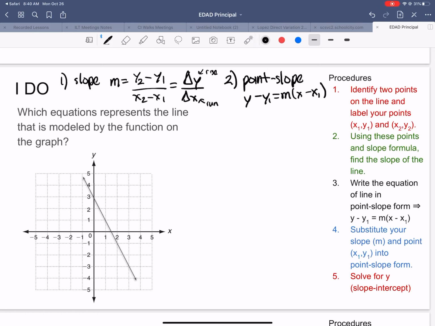So notice that there are some similarities in the problem. We need the slope. There's a slope right there. And notice that we have y1 and x1 here. So with that being said, I'm going to go ahead and proceed with my steps.